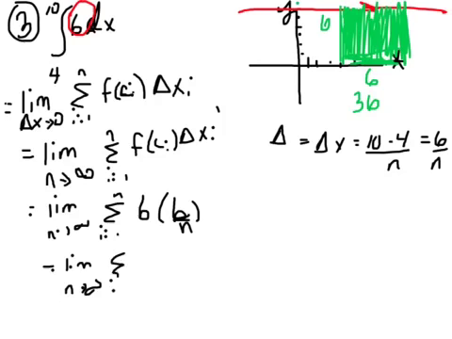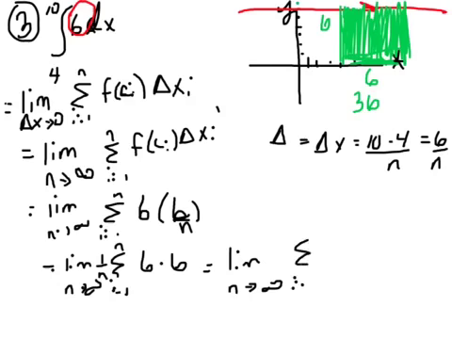So i equals 1 to n of 6 times 6, and we can pull the 1 over n out front. So that's the limit as n approaches infinity of the sum, i equals 1 to n, but we've got that 1 over n out front. Let me write it in blue since I forgot to put it in there. Maybe it'll be easier to do. 6 times 6.